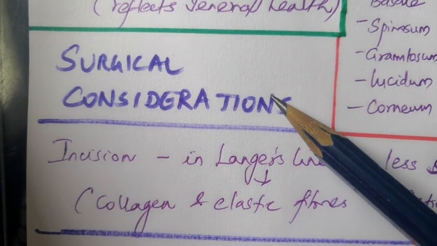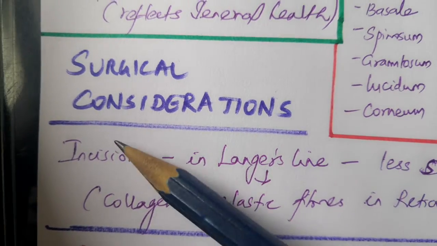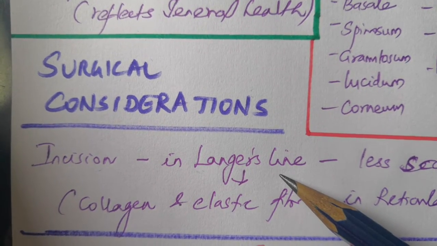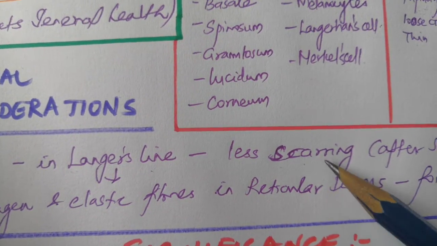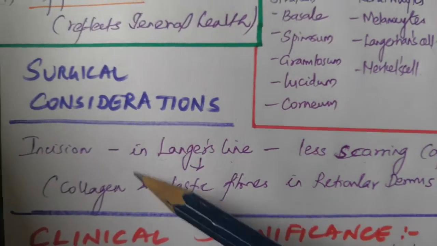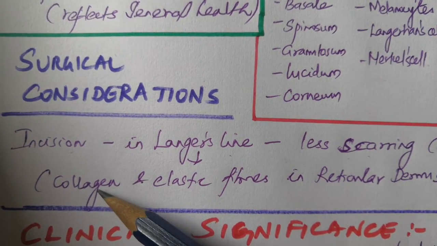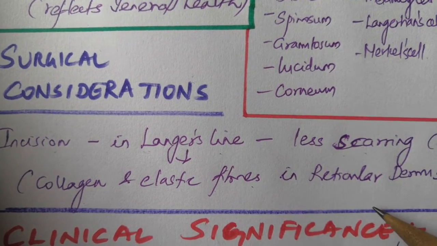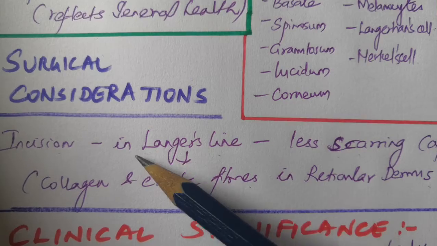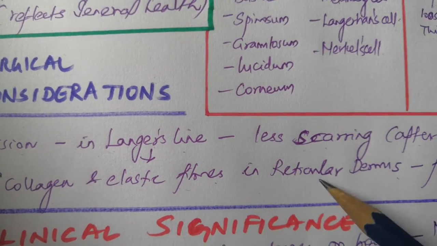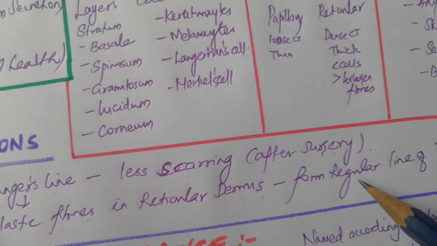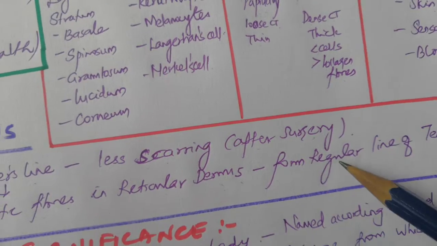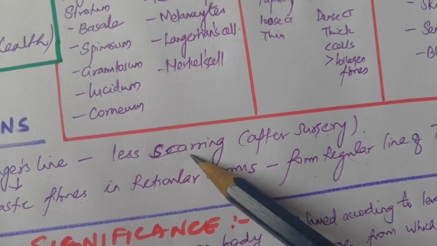So when we are doing surgery, we are prone for scarring. So whenever making an incision in the skin, we have to make it along the Langer line. Okay, so that there will be less amount of scarring after surgery. Okay, so where is this Langer line? Langer line is in the collagen and elastic fibers in the reticular dermis. Okay, so these are formed by collagen and elastic fibers in the reticular dermis. So this forms a regular line of tension in the skin. So whenever we make an incision in Langer line, the scarring will be very less.